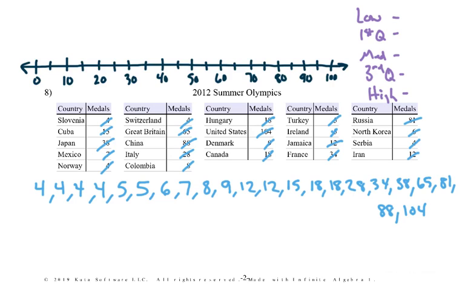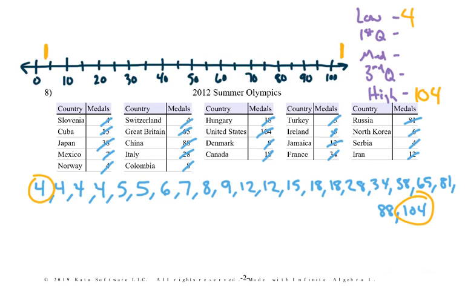Okay, so now what we're going to do is we find the low and the high. Well, low's pretty easy, right? That's 4. High is another easy one, 104, okay? So what I'm going to do is I'm going to draw at 104 a line, and at 4 another line, okay? That's the ends of my whiskers.